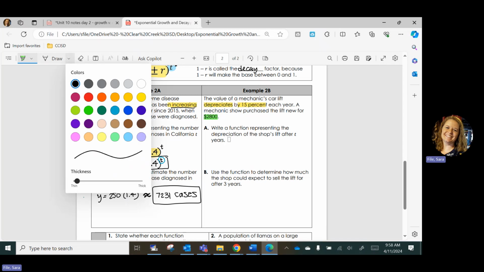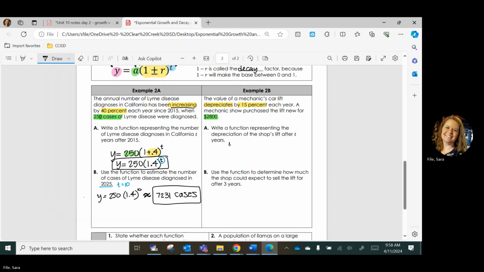So to set this one up, we would say the initial amount is 2,800, and then it's going to be a minus because it is depreciating. It's going down. This is decay. So 1 minus, and then 15% as a decimal would be 0.15, and then our T years. So now I'm going to go ahead and simplify to get my decay factor. So 1 minus 0.15 is 0.85. And now I can tell my decay factor is between 0 and 1, so I know that that's exponential decay.